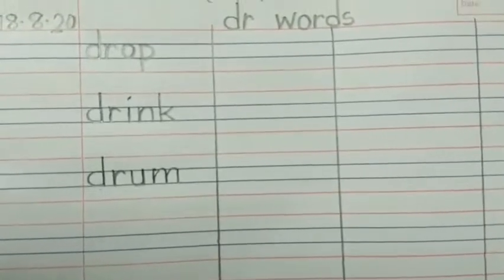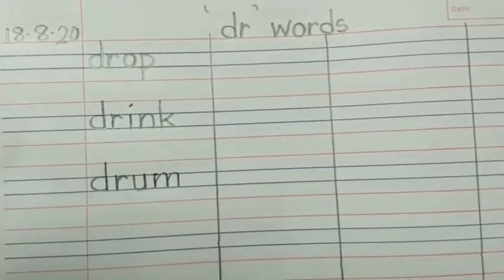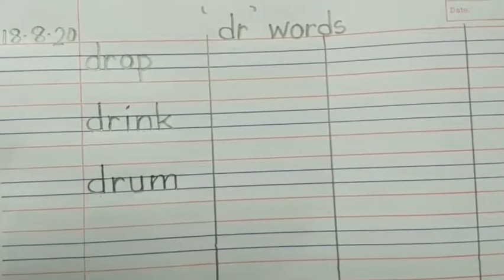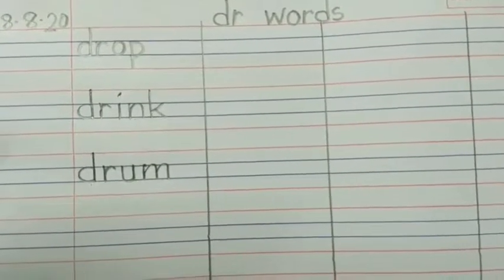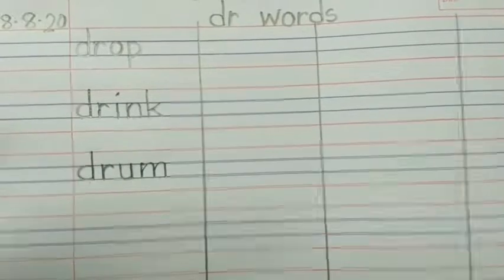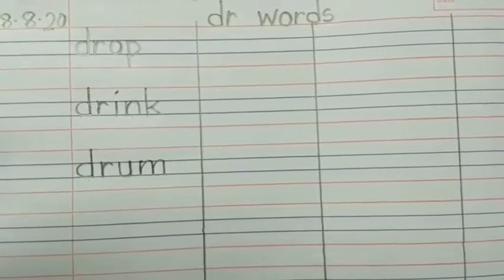D-R-U-M, drum. Do you know what drum means? Yes, drum means dhol. Drum is a musical instrument, right?